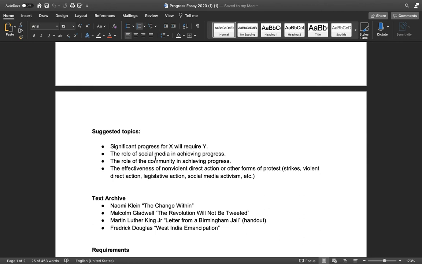You might write about the role of social media in achieving progress. Does social media actually help us achieve progress, or does it get in the way, or does it sometimes help us? You might write about the role of community in achieving progress. And again, remember that you can apply this to a particular issue. So you don't have to speak about progress in general, although you might.